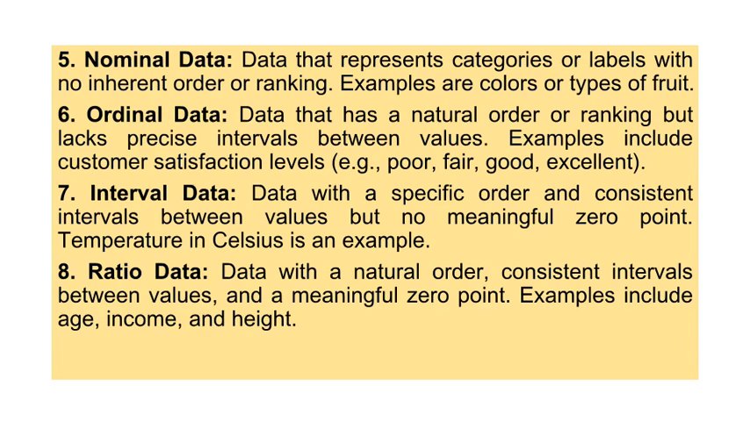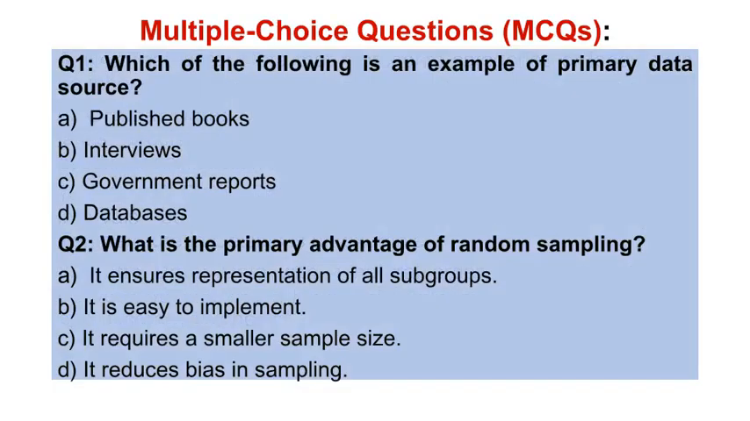7. Interval data. Data with a specific order and consistent intervals between values but no meaningful zero point. Temperature in Celsius is an example. 8. Ratio data. Data with a natural order, consistent intervals between values, and a meaningful zero point. Examples include age, income, and height. Dear viewer, let us solve some important multiple choice questions from the presentation.